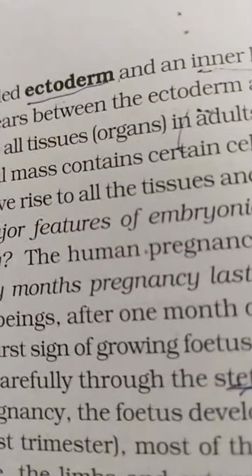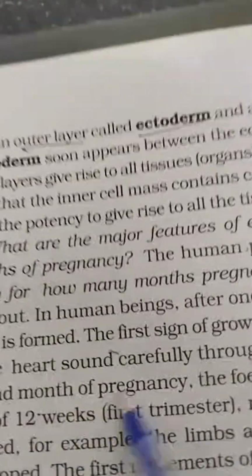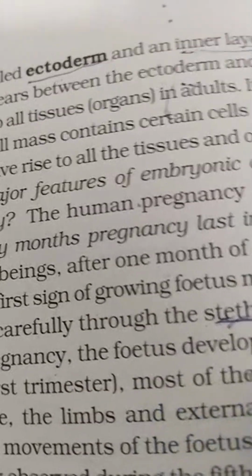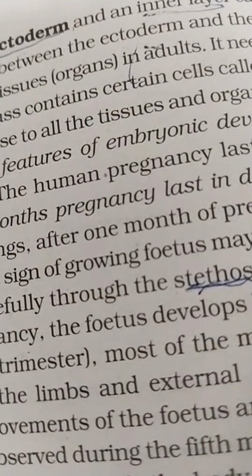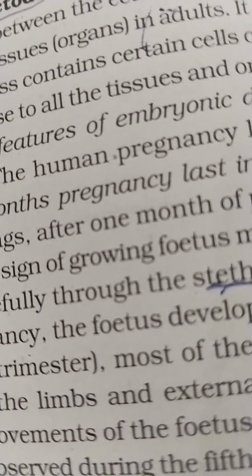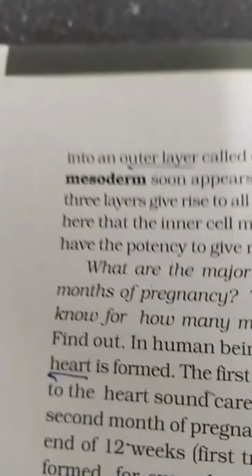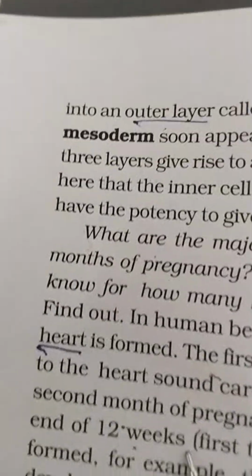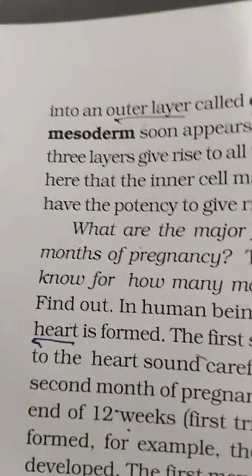With the help of a stethoscope, we can listen to the heartbeat of that baby. By the end of the second month of pregnancy, the fetus has developed limbs and digits. See, the fetus is going to develop the limbs as well as digits in the second month itself. By the end of 12 weeks, or the first trimester, most of the major organ systems are developed.